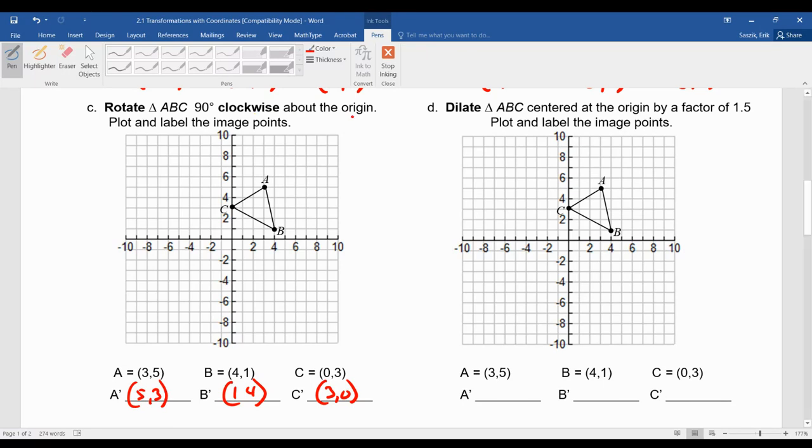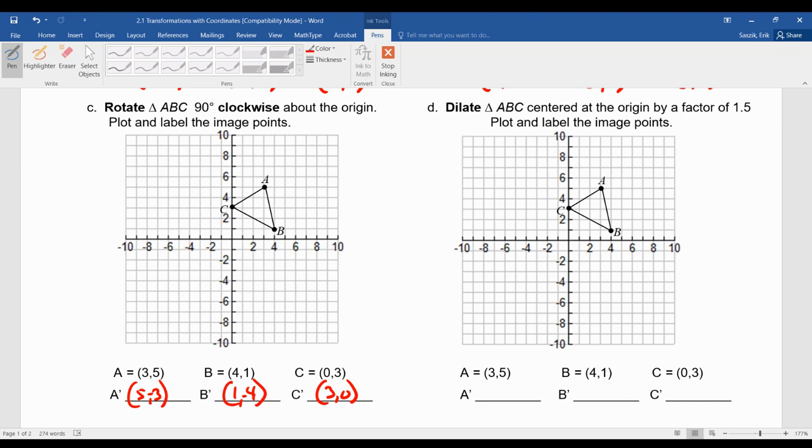If we go clockwise about the origin, A is going to end up in quadrant 4. In quadrant 4, the y is negative. B is going to end up in quadrant 4 as well. The y down there has to be negative. X is still positive. That's all we got to do. Obviously, if you rotate 180 degrees, then the x and y values stay the same. Okay? You just have to think about the signs.